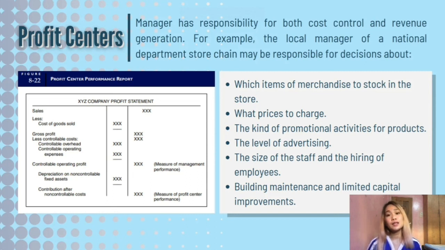So the profit center's performance report is distinct from the cost center's. However, the focus of both reporting should be on items that can be controlled. An illustration for a profit center report is figure 822. The performance of the manager is evaluated only in terms of controllable factors, while the profit center is evaluated in terms of its contribution after non-controllable costs.